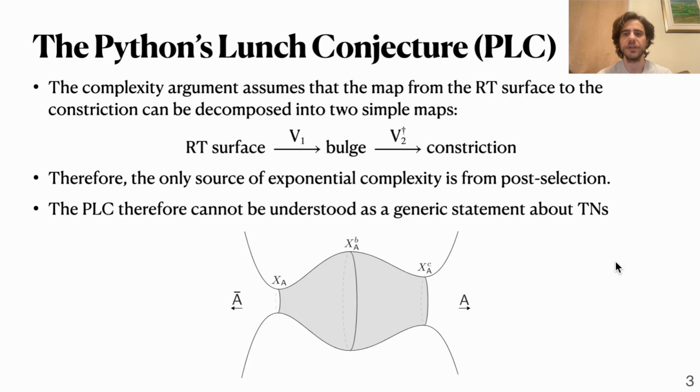This prediction comes from tensor network considerations, where we assume that the Python's lunch can be represented via a low-complexity tensor network. Then all of the exponential complexity comes from the post-selection required to contract the map from the bulge to the constriction, hence the differences in area in the exponent.